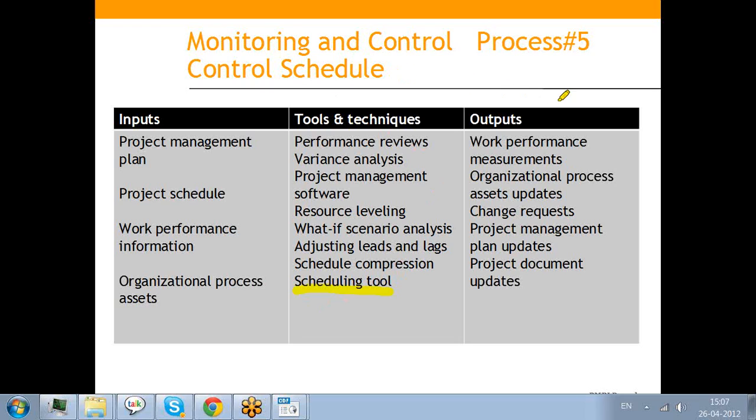And the outputs of control schedule are work performance measurements, organizational process assets updates, change requests, project management plan updates, and project document updates. So all these things can be outputs of control schedule.